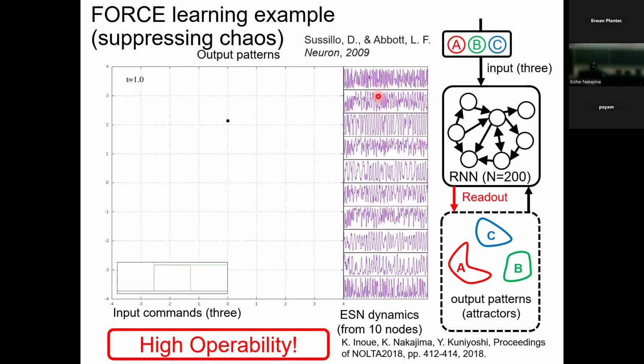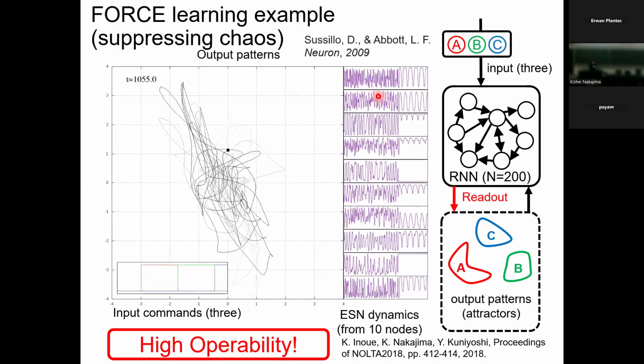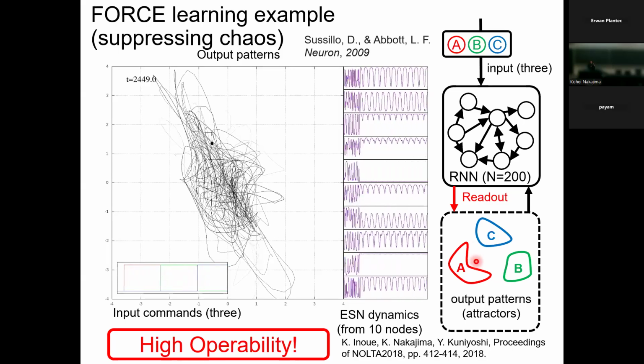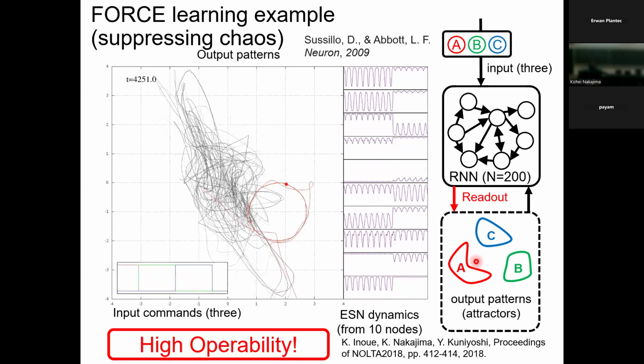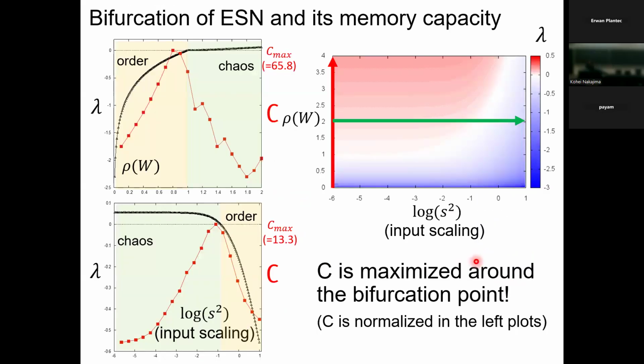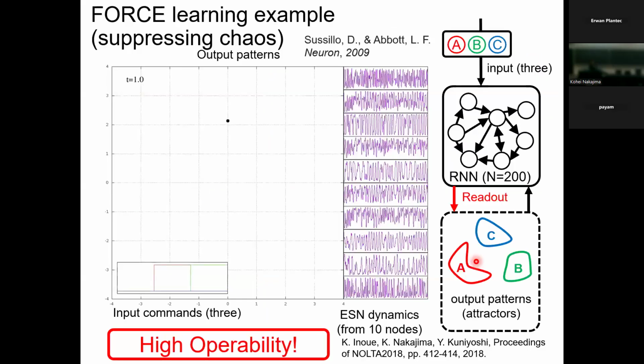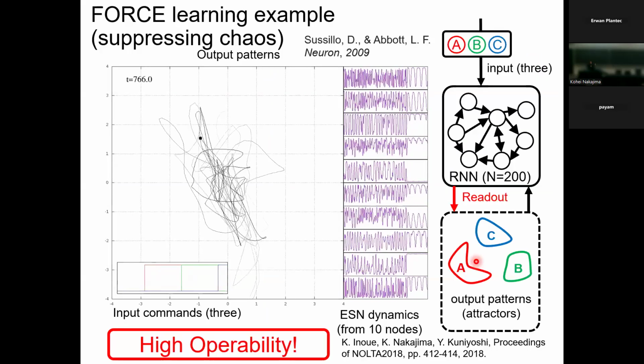So yeah, there are lots of approaches to use chaotic dynamics. For example, force learning is very famous. So usually, as we saw in this case, if you control this input strength, you can suppress the chaoticity in the reservoir. They are using this approach.